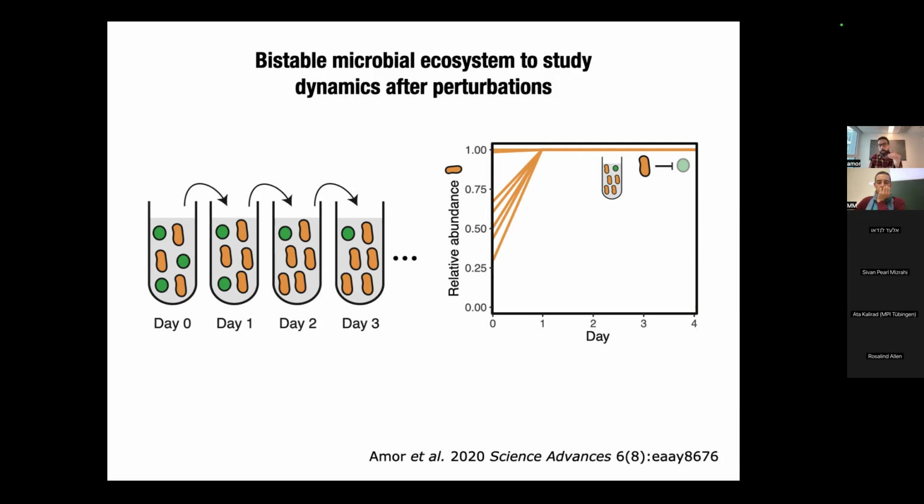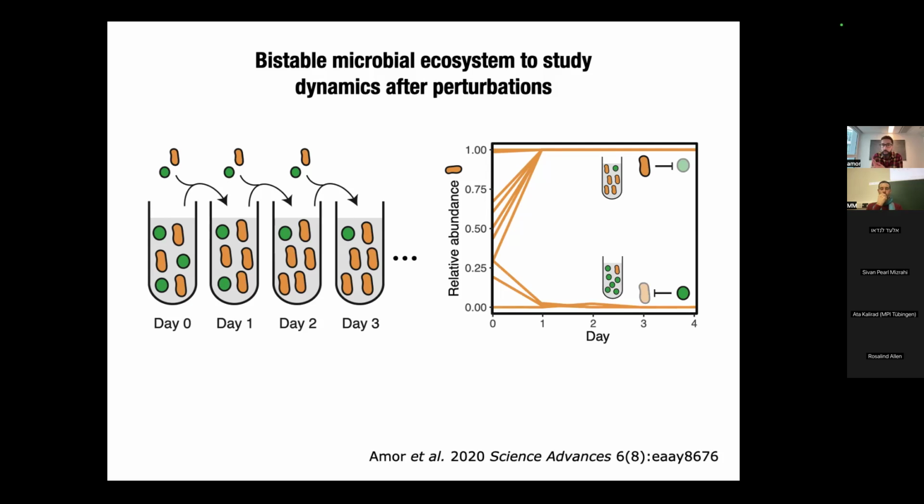So if we start with the orange microbe at a relative abundance above this threshold, this microbe will rapidly take over the system and win the competition. So the effective interaction is that the orange microbe is inhibiting the growth of the green microbe. And vice versa. So if we start with a low relative abundance of the orange microbe, then this microbe is going to lose the competition against the green microbe.